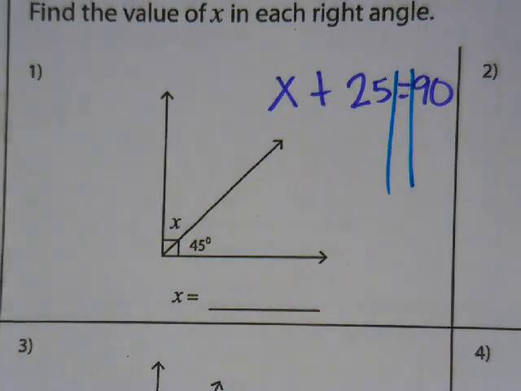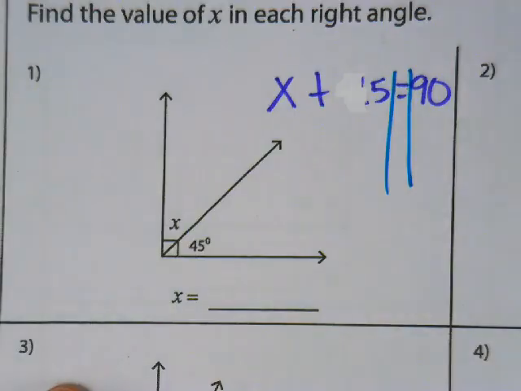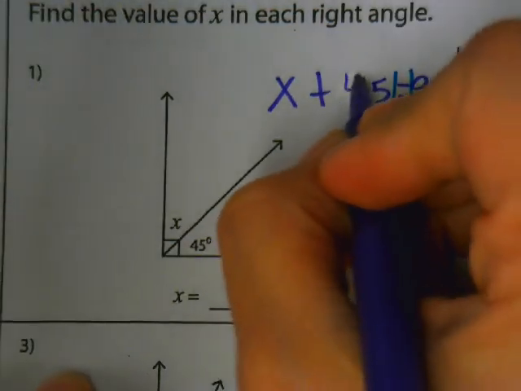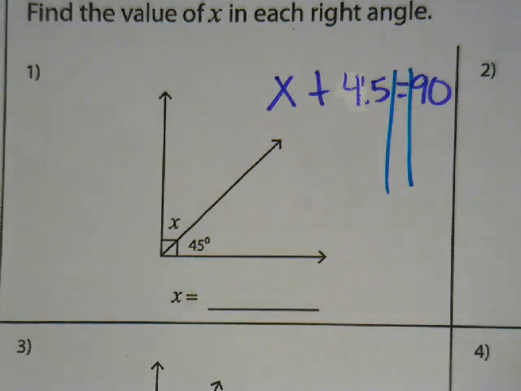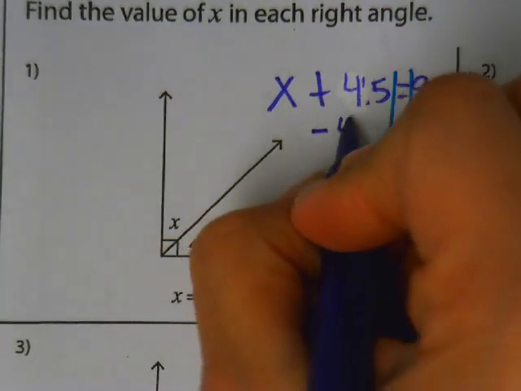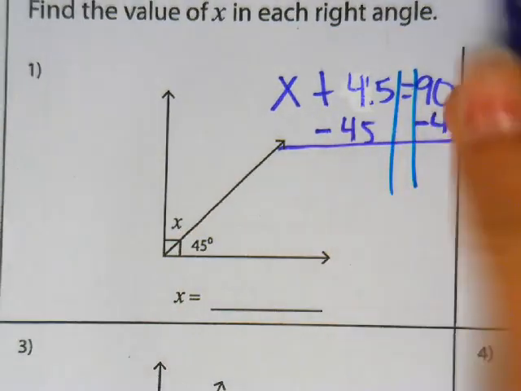I was just seeing who was checking or who was just copying me without even using any brain power. Wait, what's 25? What number should I have written? 45. If you wrote 25, you're just copying without even thinking. That's terrible. So, minus 45.